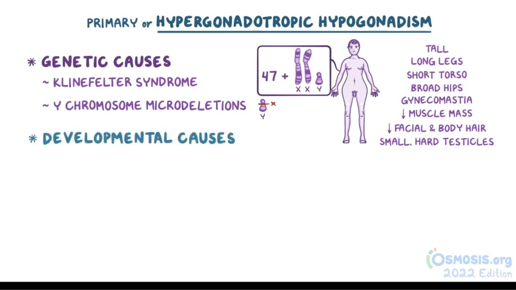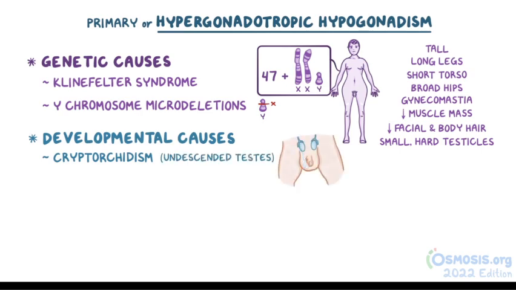Developmental causes of hypergonadotropic hypogonadism include a history of cryptorchidism, or undescended testes. In individuals with just one undescended testicle, sperm count may only be moderately reduced. In individuals with 2 undescended testes, the sperm count may be severely reduced.